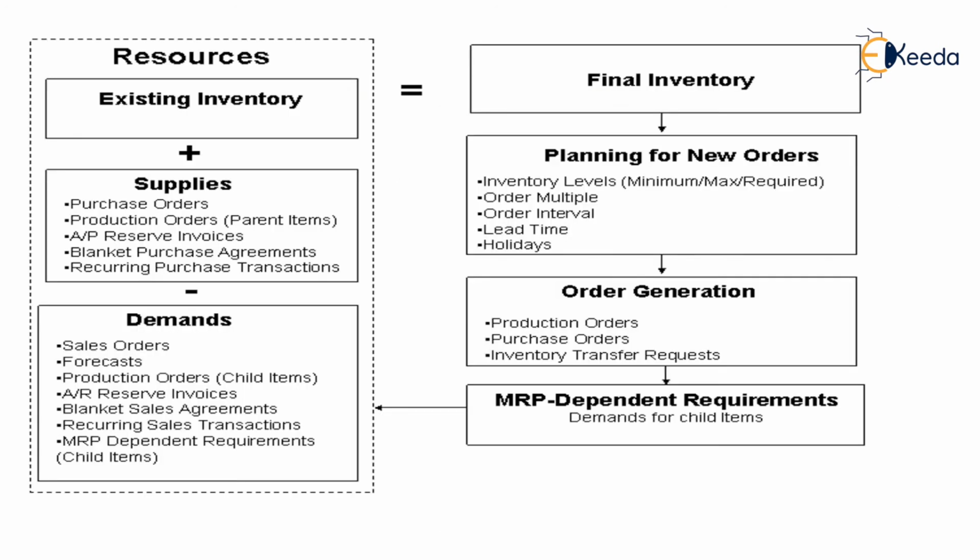Hence, resources with the existing inventories plus supply with purchase orders, production orders, reserve invoices, purchase agreements, recurring purchase transactions, plus demands will give us the final inventory, planning for new order generation, and MRP dependent requirements. So, based upon the inventory, planning for new orders, order generation, and MRP dependent requirements, we will be having the new resources or existing inventory. Changes in these processes can generally be done.